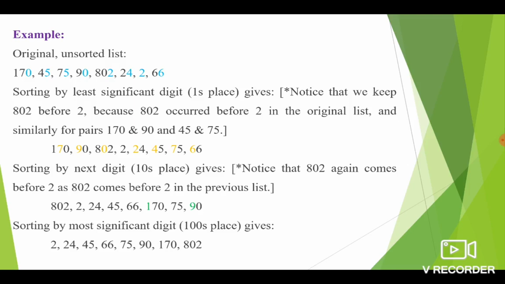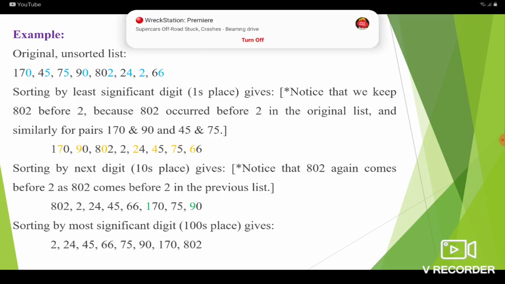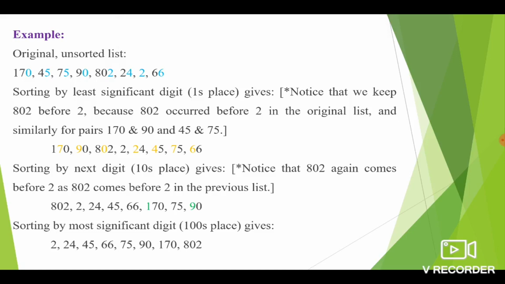Okay, so after the first iteration, after the first pass, I got the elements as 170, 90, 802, 2, 24, 45, 75, 66. So all the elements are sorted based on their least significant digit. Okay, so they are marked as blue color elements. Then we move with the next digit, that is the tens place. So I have marked all the tens digits as orange color.